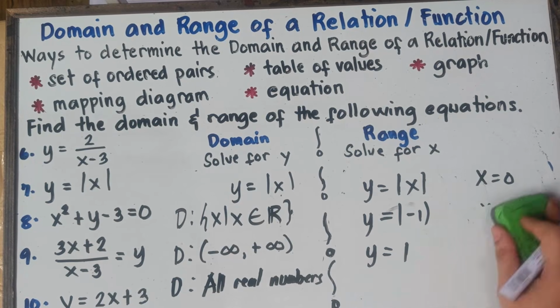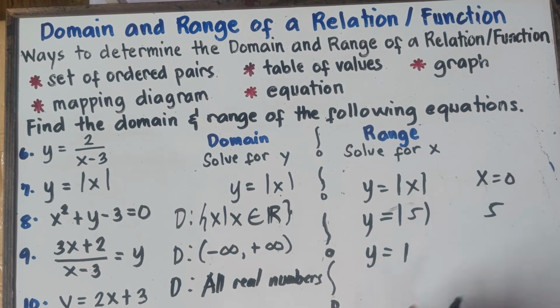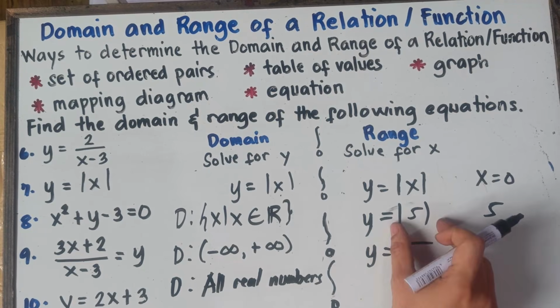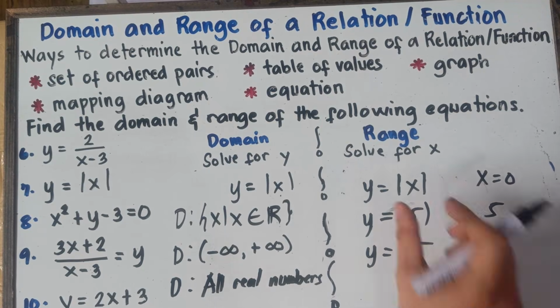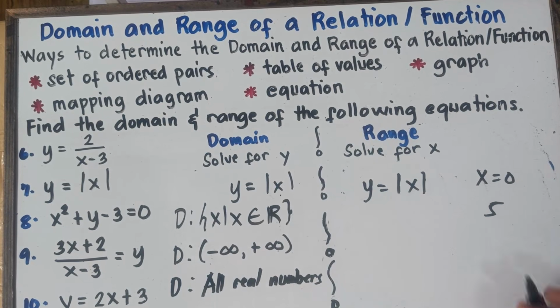Now, if x is positive 5, what would be the value of y? Of course, the value of y would be positive 5 because the absolute value of a number is always positive. Therefore, class, the absolute value of x is always positive. Automatic, class, your range will be greater than or equal to 0.